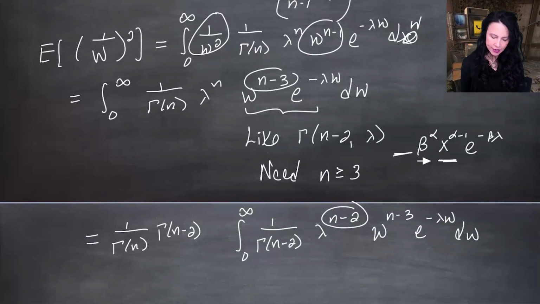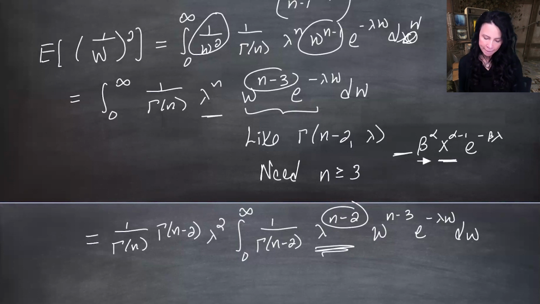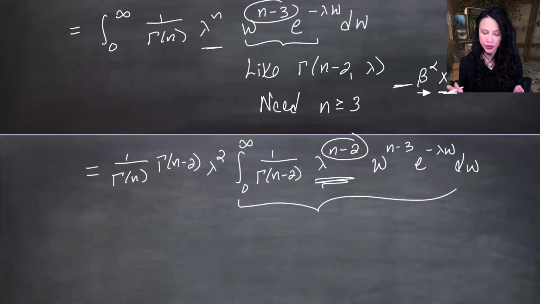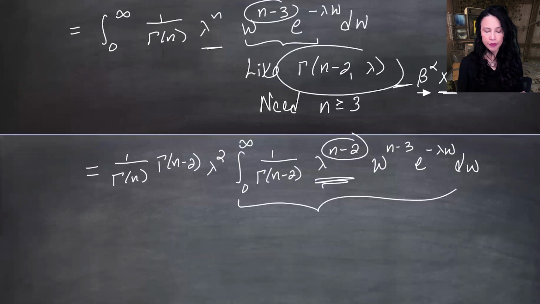And then this isn't the line above. I have lambda to the n minus 2 and lambda to the n here. So I'm going to need a lambda squared out here. And now the lines are equal. And this is the integral from 0 to infinity of this gamma PDF. So I know this is 1.